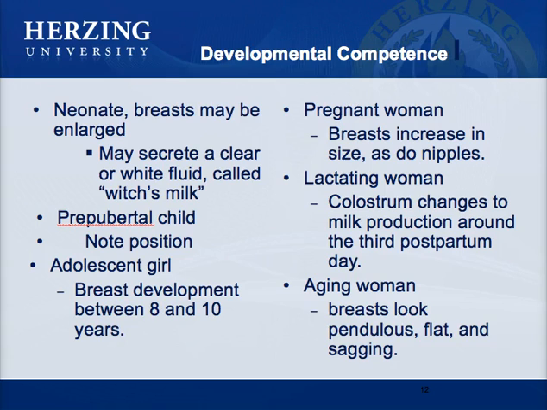Adolescent girl, breast development usually begins on average between 8 and 10 years. Expect some asymmetry during growth. Record stage development using Tanner staging. Use charts to teach adolescent normal development stages to assure her of her normal progress.